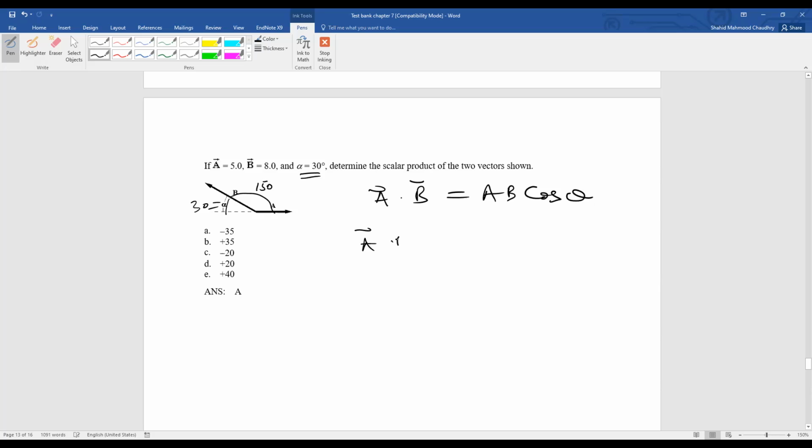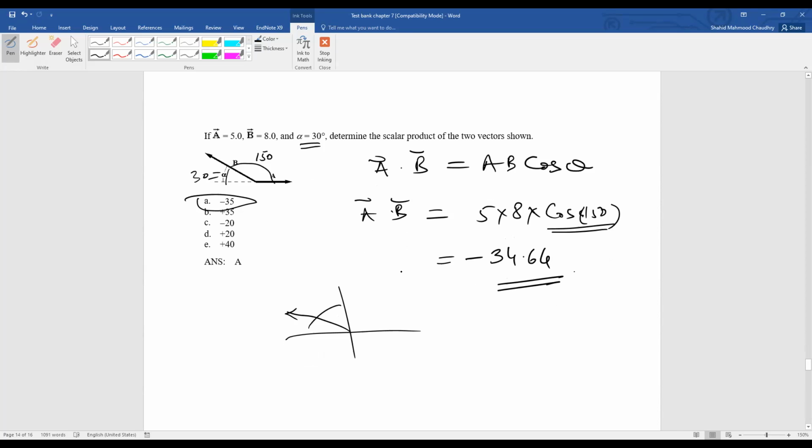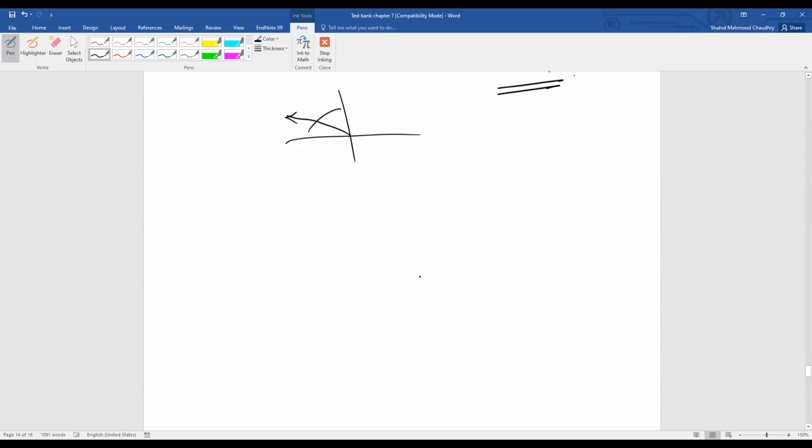So A dot B, the scalar product, is equal to 5 into 8 into cos of 150. Now you can solve this one and get the answer, because cos 150 will be negative. Remember, after 90 degrees, all cos values will be negative between 90 and 180. So the answer will be minus 34.64. So this is the answer. You can pick this one.